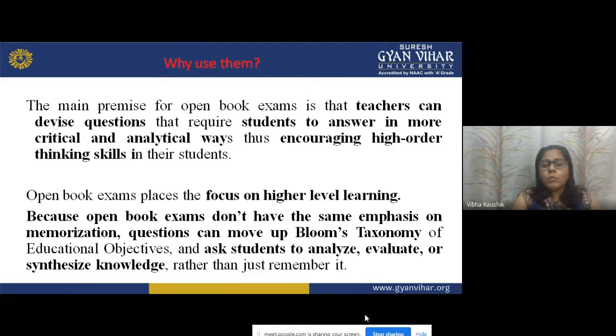Questions can move up Bloom's taxonomy of educational objectives and ask students to analyze. Means they are focusing on questions which encourage the students to analyze the facts or the information, evaluate them, or synthesize knowledge rather than just remember it. Means they are not focusing on memorization only.